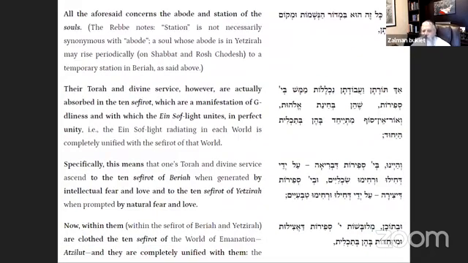But the Torah and divine service, the essence of them, don't abode. The Torah is living in those spheres. Our Torah and mitzvahs are the illumination of the sphere. The Torah and divine service, however, are actually absorbed in the ten sefirot, which are manifestations of godliness, in which the Ein Sof light unites in perfect unity. So the Ein Sof radiating in each world is completely unified with the spheres of that world. So again, you need to separate between the soul and its avodah, between the soul and its mitzvah.